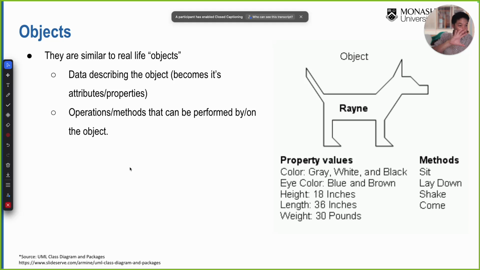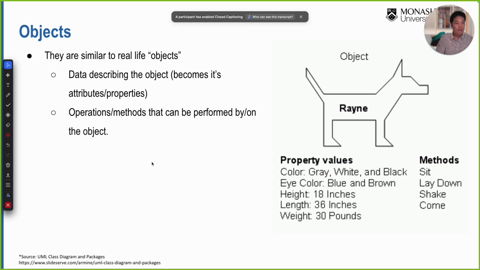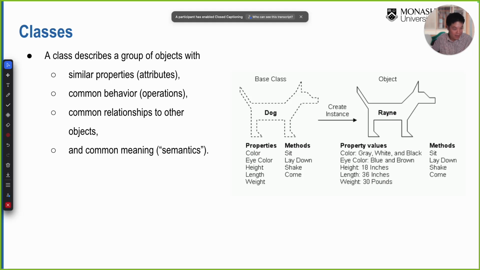This is a high-level structure. One object consists of property values and methods, or the data attributes and the operations. They are the same thing. That's a key point. But Rain is a dog, and we can have multiple dogs. What if another dog is named something else? That's why we need to create the template structure of the class, which is called dog. That's the base class.